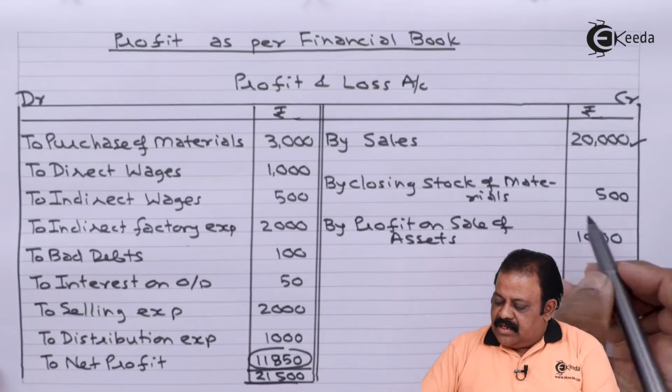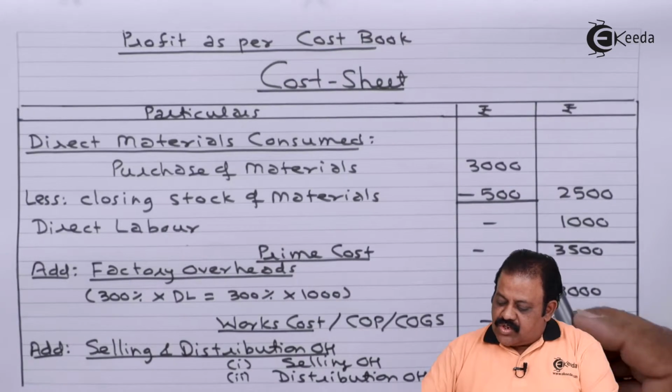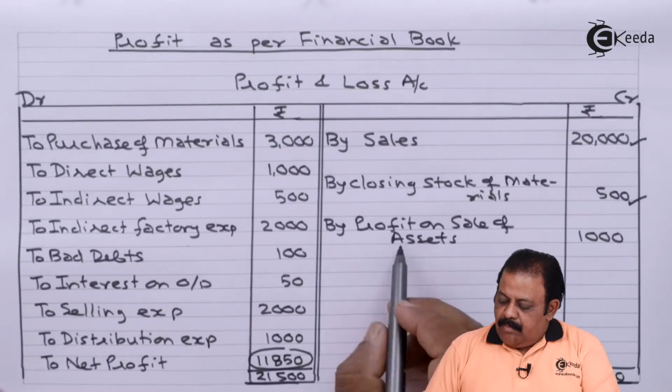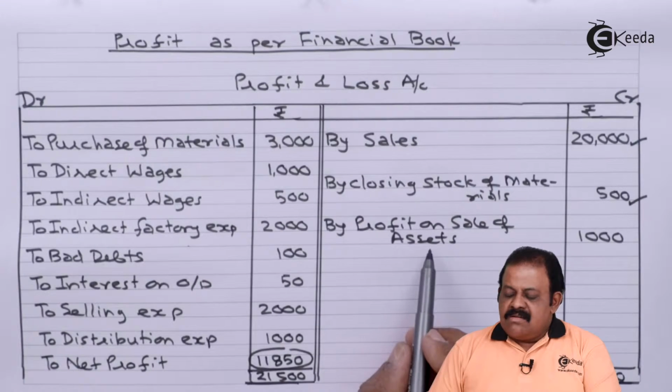Closing stock of material 500. In cost sheet also we have considered closing stock of material 500. Profit on sale of asset 1000. This is recorded only in financial book. So this item is one of the reasons for difference in profit.